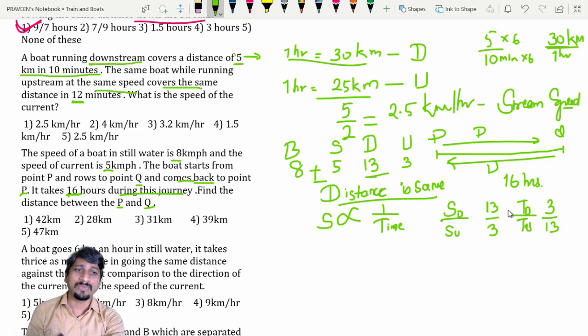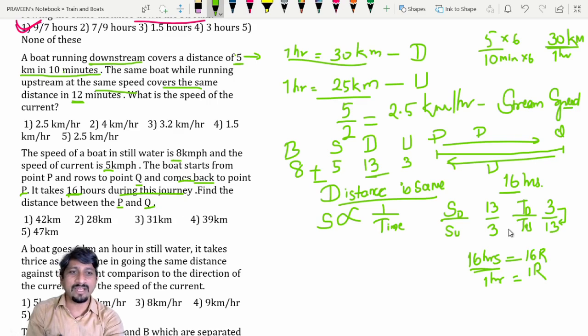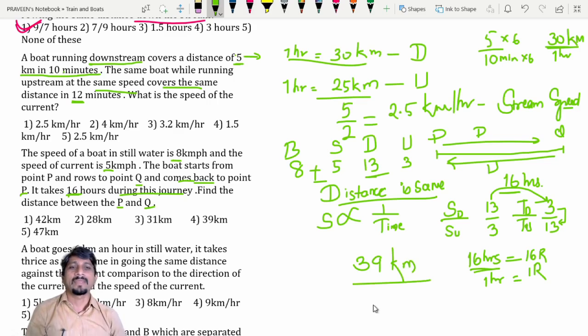Total they are given 16 hours. Now how much is the ratio? Add both of them, 16 ratio. So therefore 1 ratio is equal to 1 hour. So to find the total distance, we can find it easily. 13 speed, 3 hours, 13 3s are 39 kilometers. Simple question, very simple question, my dear friend.